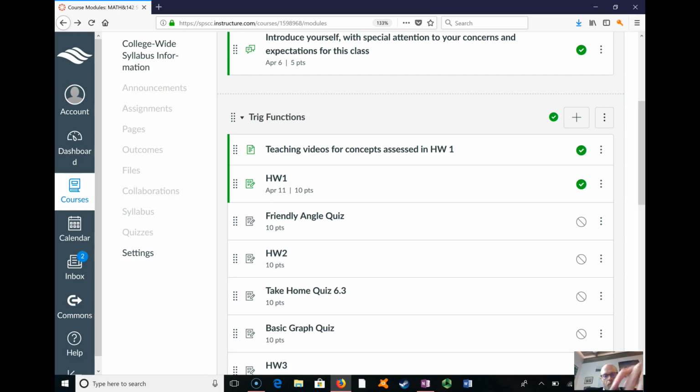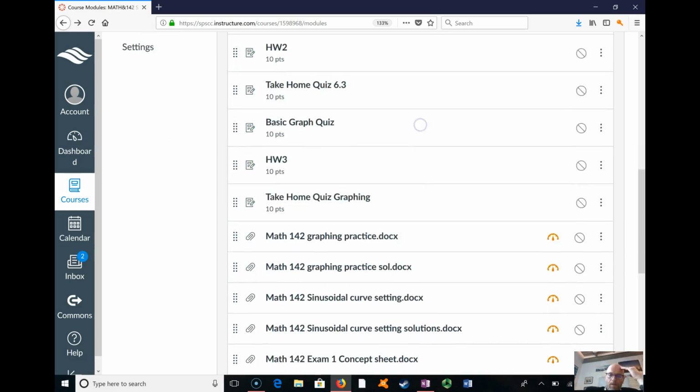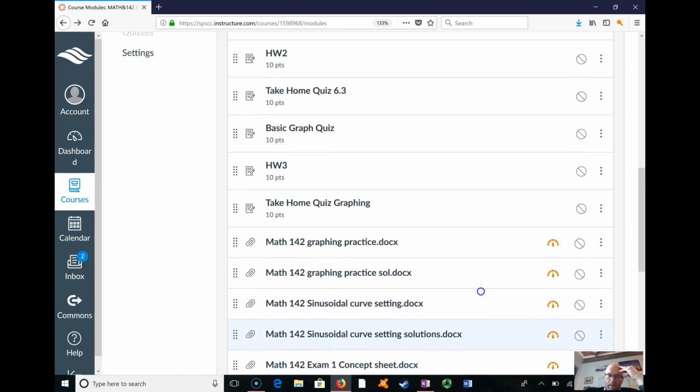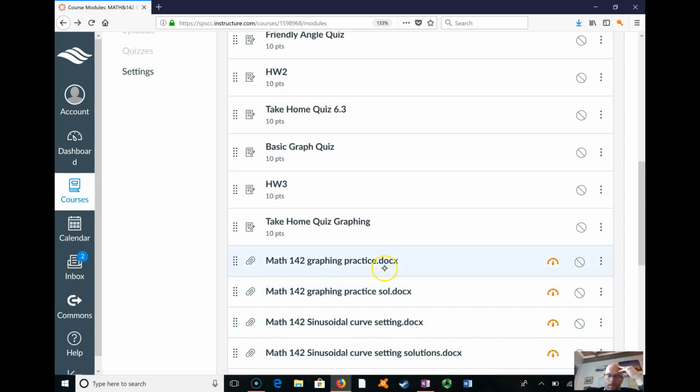But right now I don't have any worksheets available, but as you see, as we get down there, we get more complicated things. Notice there's a graphing practice with the solution. Graphing, there's a sinusoidal curve setting with the solution. And so as we get deeper into this, you'll see more and more of those things. I strongly recommend you try your hand at the worksheet, either before you go to the homework, or if you go to the homework and you're having some trouble, come back to it.